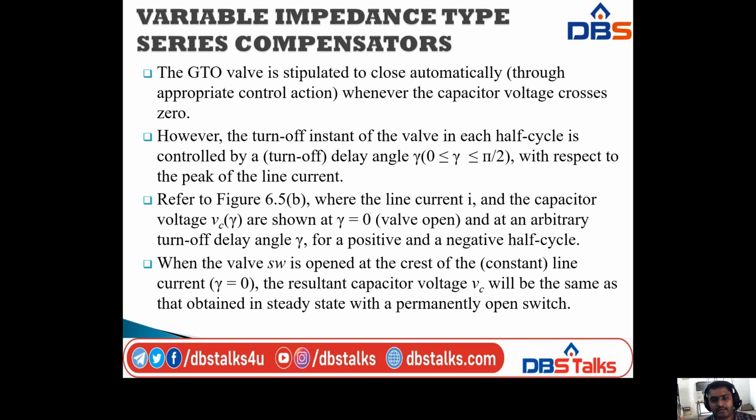So refer to that one. In that one, the line current I and the capacitor voltage VC of gamma are shown at gamma equal to 0. That means the switch open condition, and at an arbitrary turn-off delay angle gamma for positive and negative half cycles. So when the switch is opened at the crest of the line current, that is gamma equal to 0, the resultant capacitor voltage will be the same as that obtained in steady state with a permanently open switch.